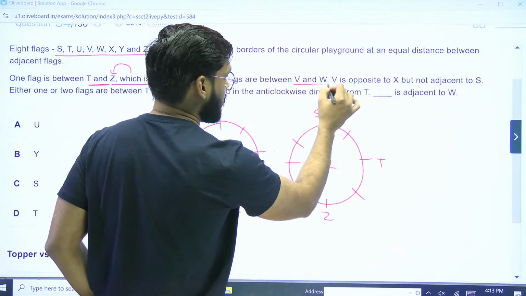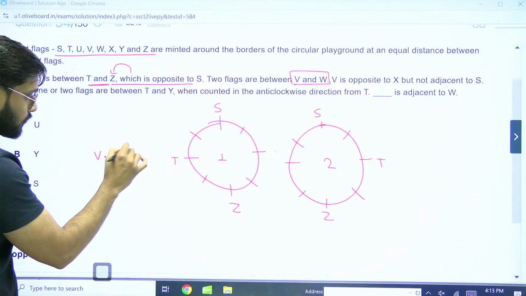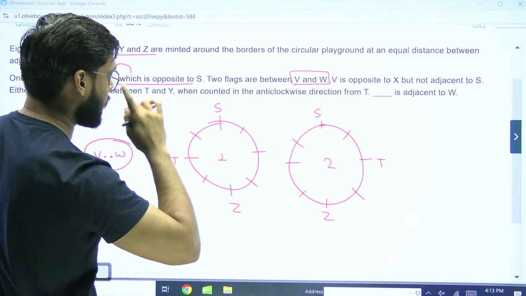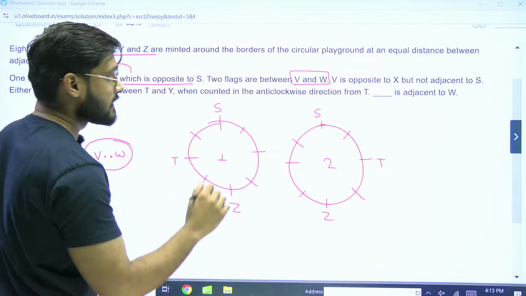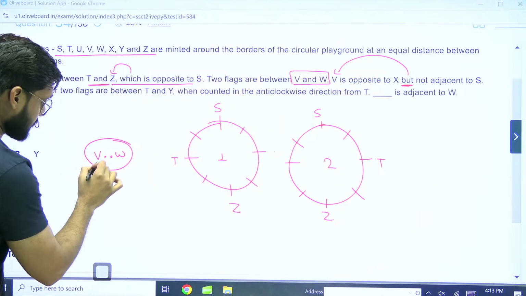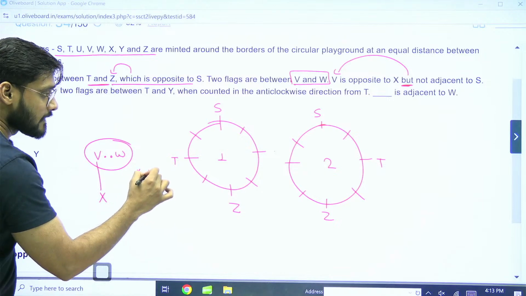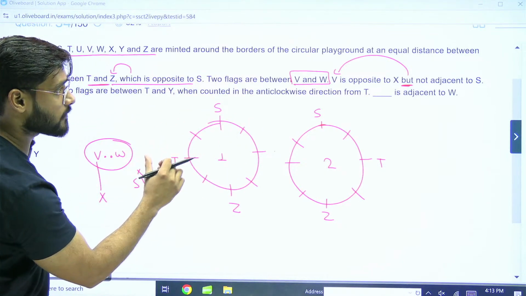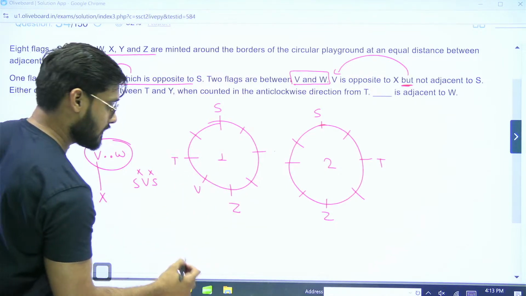2 flags are between V and W, but we don't know where V and W will come. So I am writing this line: V and W, 2 flags will come. V is opposite to X but not adjacent to S. It means opposite to V, X will come, but V is not sitting adjacent to S. So where will V come? V can come at these 2 positions.